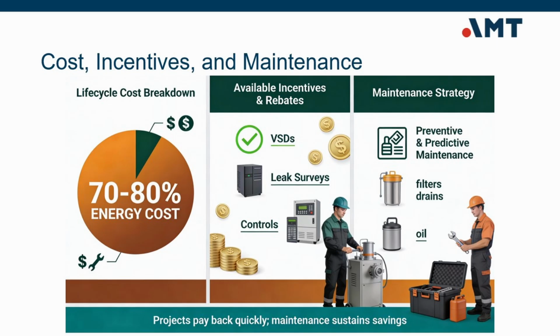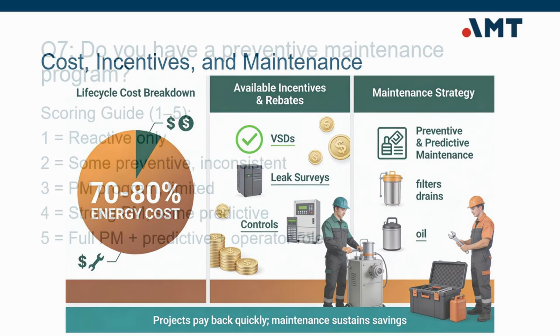When filters clog, pressure drop increases and compressors work harder. When drains fail, moisture builds up and damages equipment. When oil degrades, efficiency declines. So, maintenance is not just about avoiding breakdowns. It is about sustaining energy savings over time. The bottom line is this: projects often pay back quickly, but maintenance sustains those savings. A well-maintained compressed air system is both more reliable and more efficient.